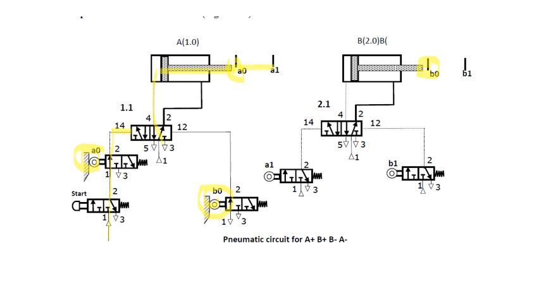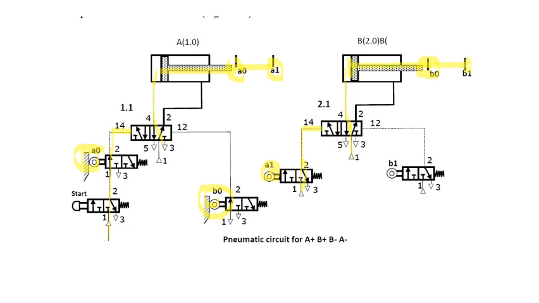When it moves forward, it will hit limit switch A1. A1 is connected with the cylinder B memory valve. Limit switch A1 will give a supply to the main valve of B. When the main valve of cylinder B is actuated, it will again give a supply to the piston end of the cylinder, and the cylinder moves forward.